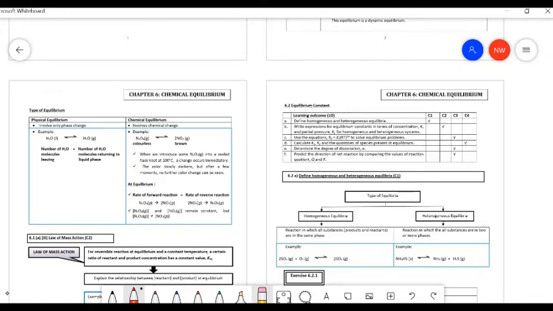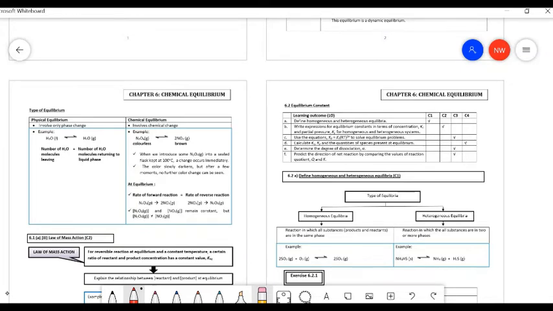Kita juga ada chemical equilibrium. Chemical equilibrium involve chemical change lah. Okay, contohnya daripada gas, you boleh nampak chemical change daripada warna dia colourless bertukar jadi warna coklat. So when we introduce some N2O4 gas into a sealed flask, a change occur immediately. The colour slowly darkens, but after a few moments no further colour change can be seen. So yang ni melibatkan perubahan warna, so of course akan melibatkan chemical change.